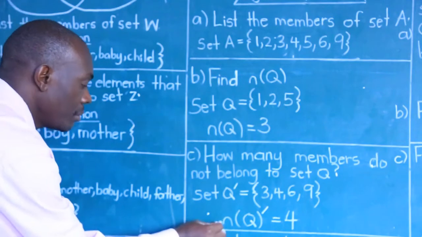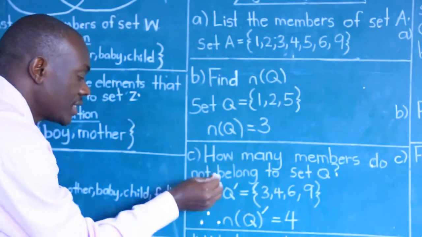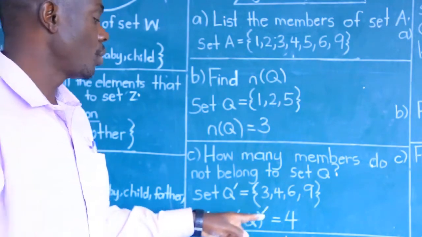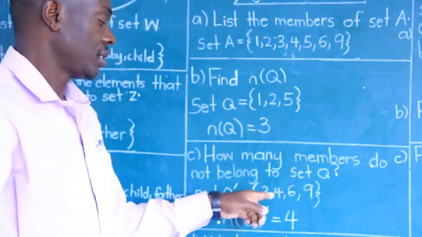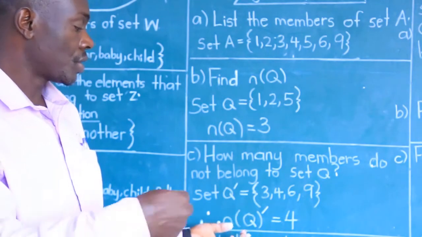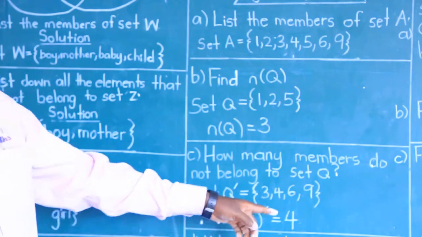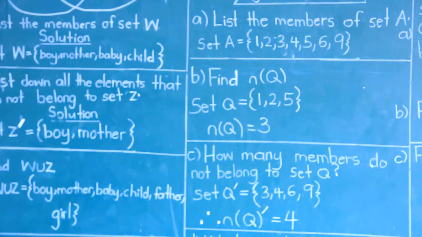I say this symbol or sign means therefore. You conclude and say therefore the number of elements in set Q complement is 4. That shows they don't belong to Q, which is what that particular question meant. You have answered it. There's when you count, and there's when you just list. That is in accordance with what the examiner wants. So what the examiner or the question requires of you must be done.